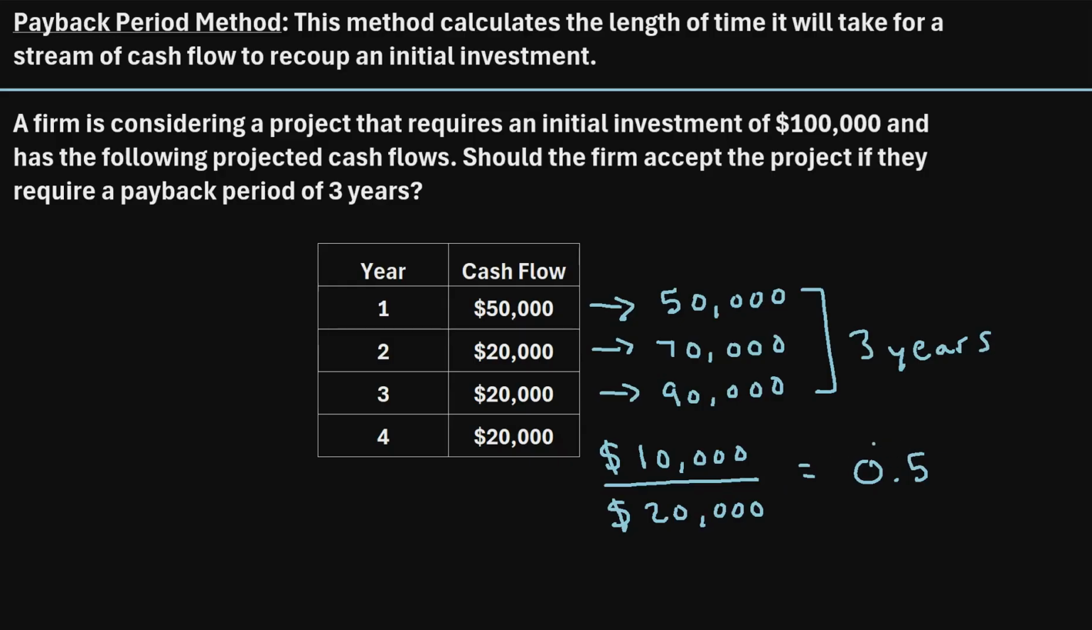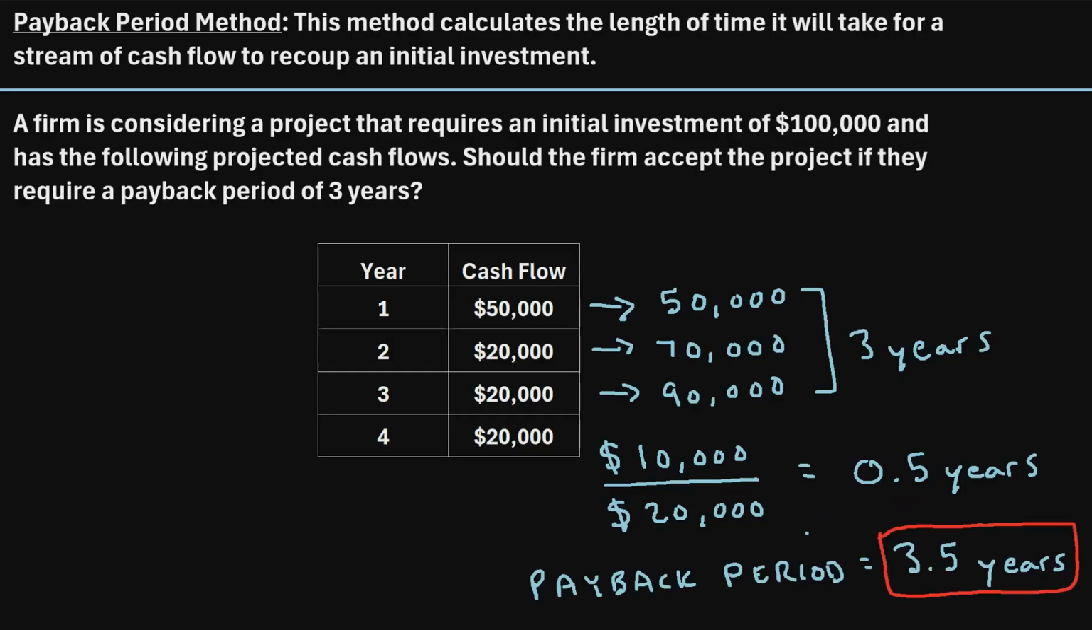So that means roughly halfway through this year, we expect to get this final $10,000 to bring us up to the total of $100,000. So our payback period, in other words, how long it will take to actually get this $100,000, is going to be 3 years plus another 0.5 years. So we would say that our payback period is 3.5 years. That's how long it will take to recoup our initial investment of $100,000.